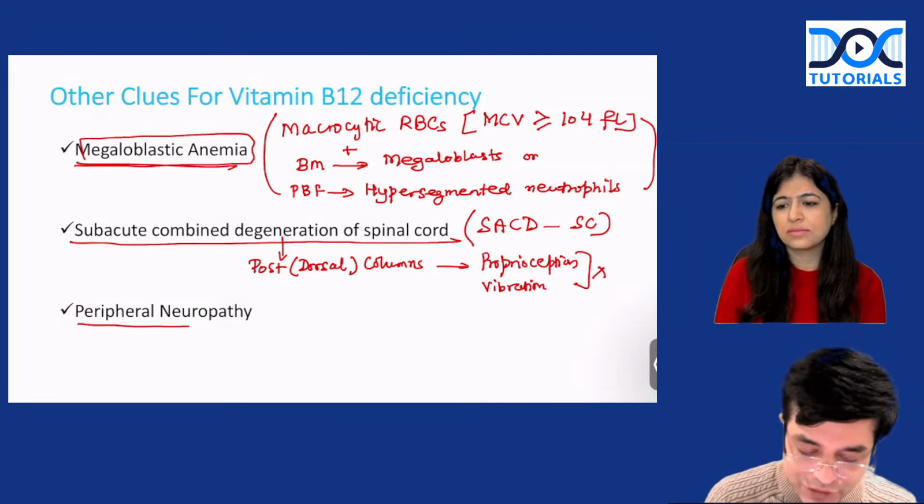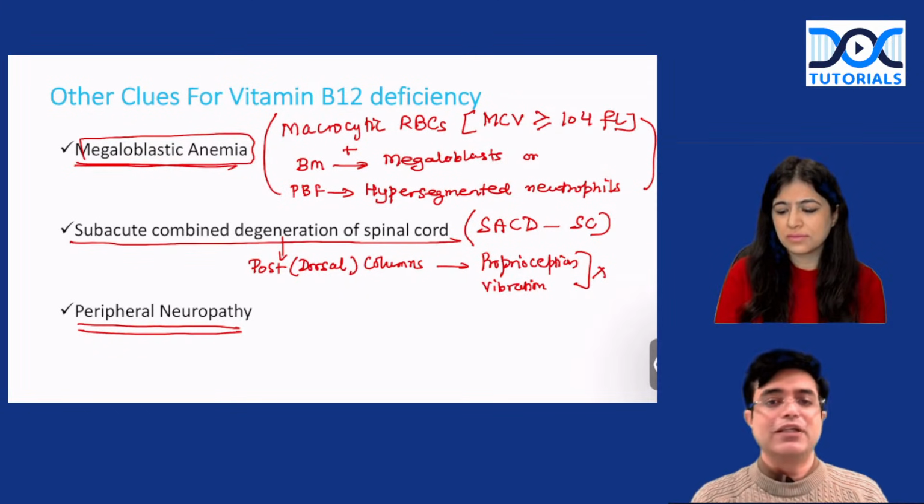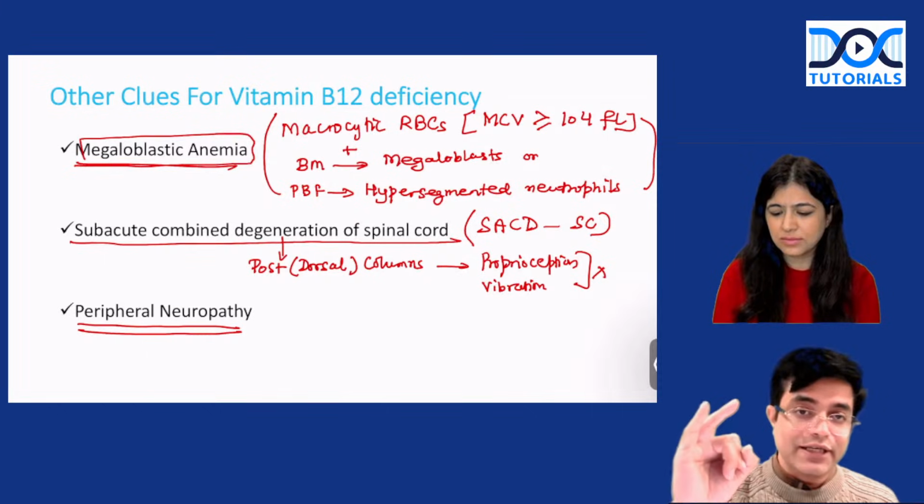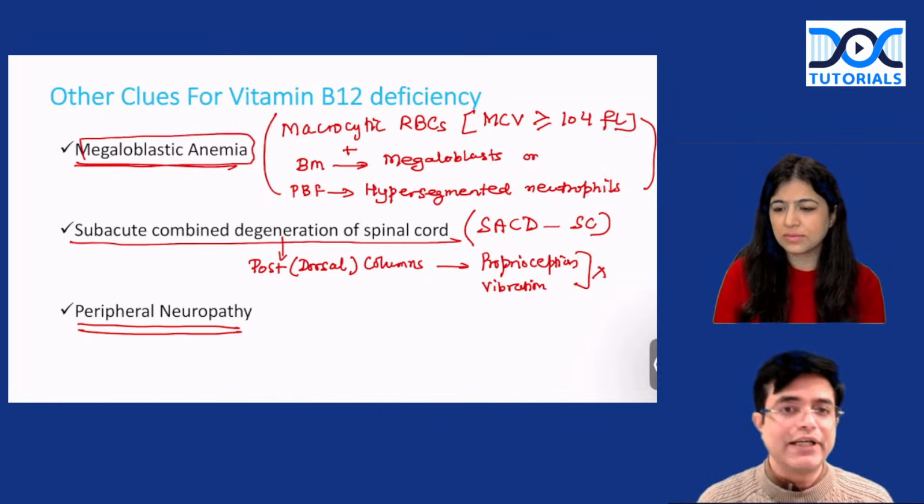And thirdly, these patients will have peripheral neuropathy as well. So watch out for these keywords: knuckle hyperpigmentation, the glossitis, the photograph which ma'am showed, along with any of these or vegan diet, the answer is B12 deficiency.